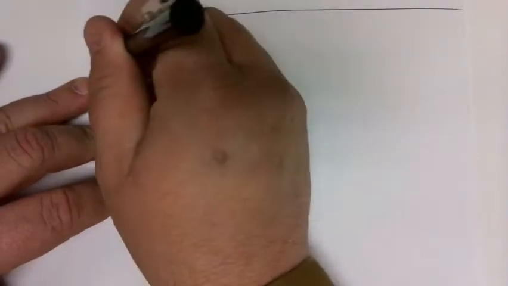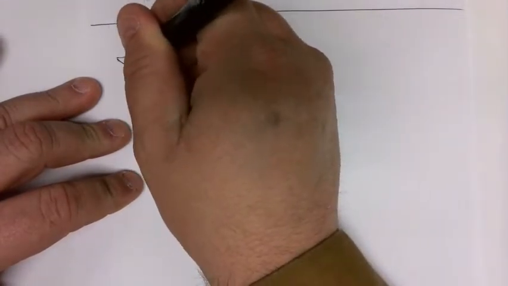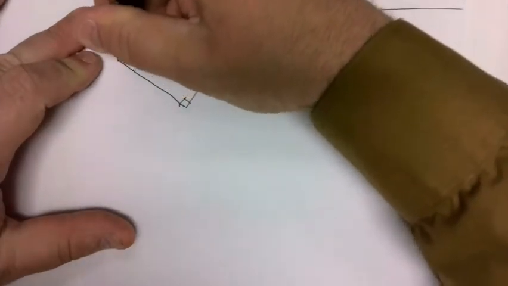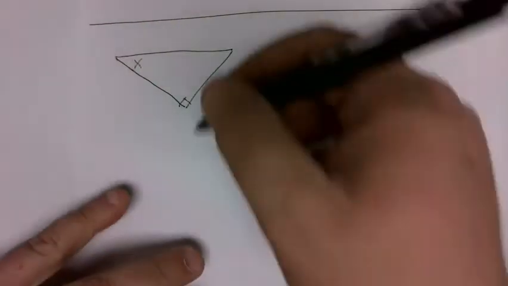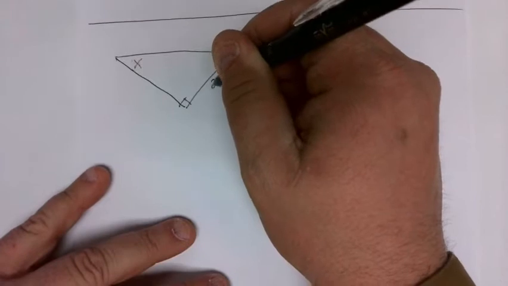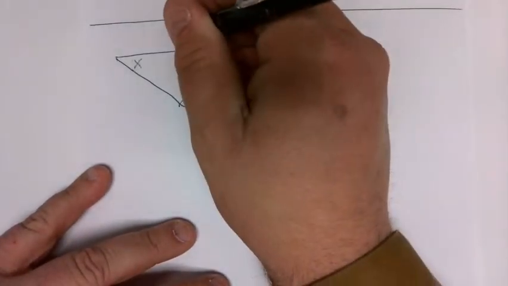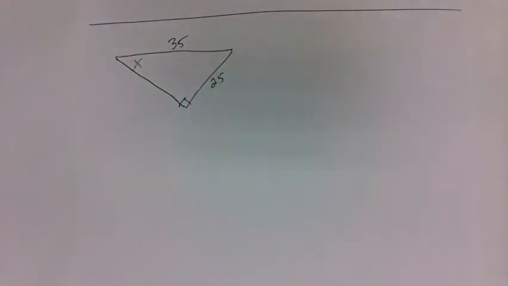Suppose I have a triangle like this one. And let's suppose this is 55 degrees. Oh, I don't want to do that. That's X. I want to figure out what that angle is. And I know that this side is 25. And this is 35. Okay?